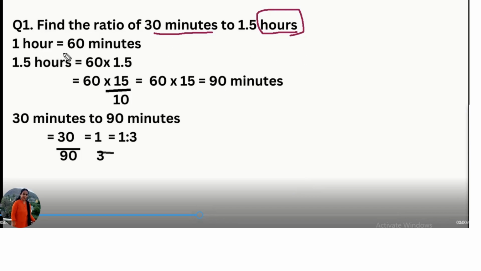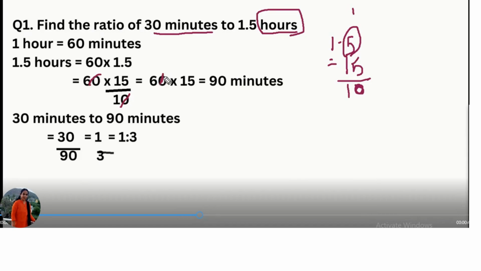Okay. We know that 1 hour equal to 60 minutes. So 1.5 hours will be equal to 60 into 1.5. So 1.5 can be written as 15 by 10 because here the decimal point is before 1. Okay. So in order to avoid this decimal point, we have to write in tens. So here only 1 zero can be added because there is a decimal point before only 1 point. So 1.5 is equal to 15 divided by 10. So this 0 gets cancelled.